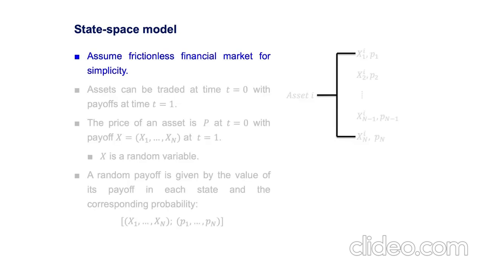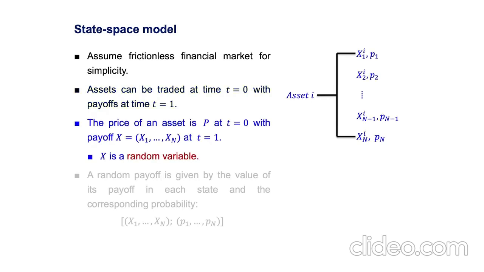We now consider a financial market with no frictions in this economy, with the set of financial assets being traded. Assets can be traded at time 0 and their payoffs realized at day 1. Let P denote the price of an asset at time 0, X denote its payoff at time 1. The value of X in general depends on the state of the economy at time 1. It will be X1 in state 1, X2 in state 2, etc.